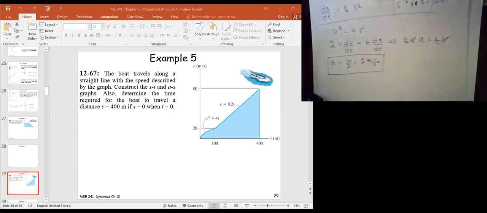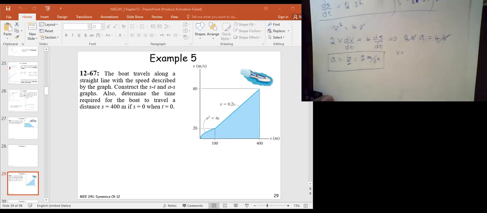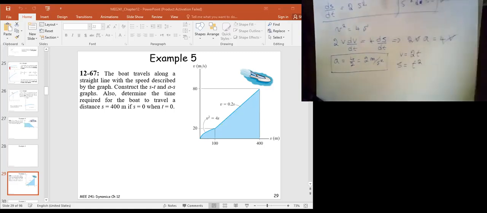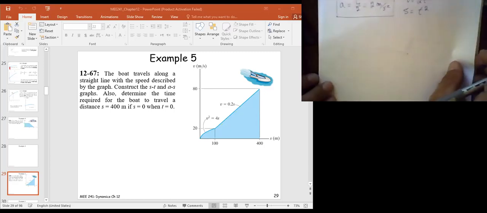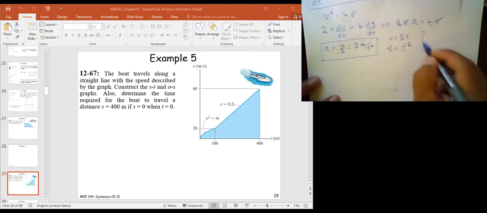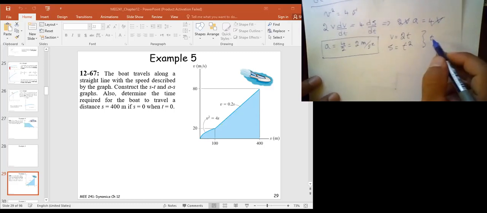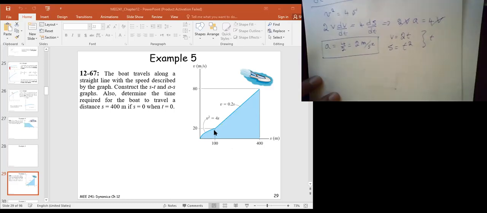Okay, you found the acceleration. How can I find the velocity as a function of time? We integrate. You integrate, so the velocity is equal to 2t. How about the position? Come on, integrate v. You get t squared. Okay, are we good? So now if I want to draw acceleration, these are valid as long as what? As long as t is where? Can I find the time, by the way? Can I find the time when you reach that point?